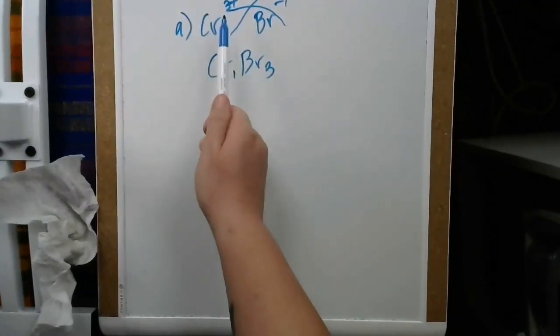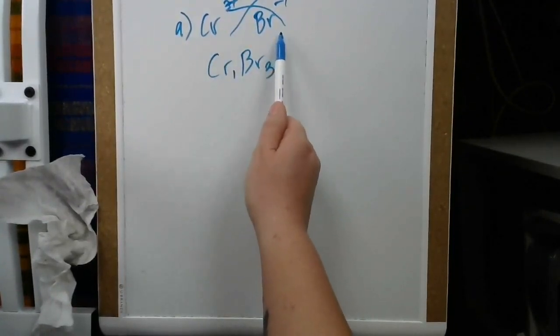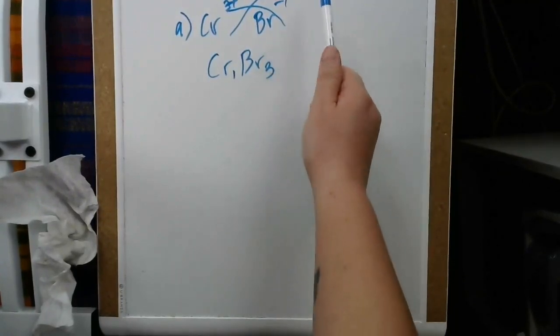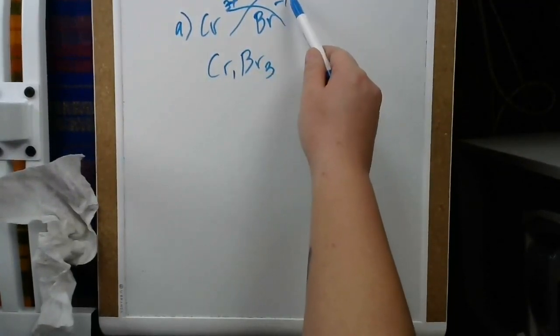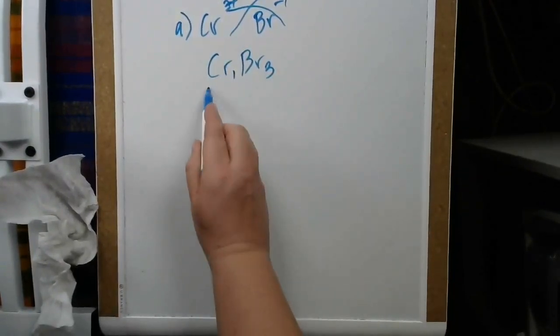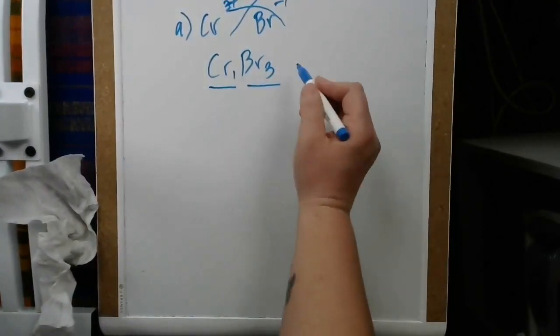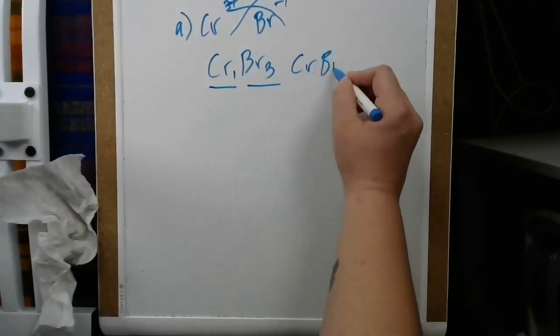Whatever the numerical charge of the cation is, that becomes the subscript of our anion. Whatever the numerical charge of our anion is, becomes the subscript of our cation. Okay, so we have 1 chromium for every 3 bromines. So the formula is going to be CrBr3.